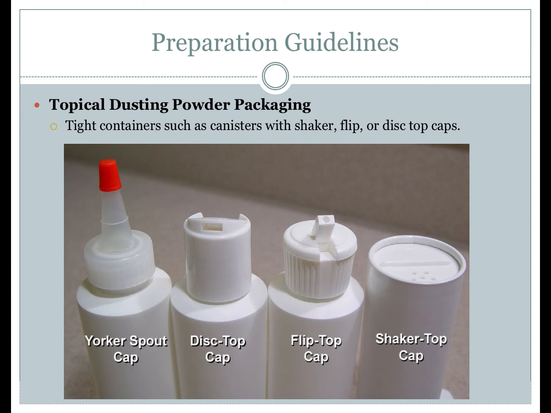The last preparation guidelines to discuss are product packaging and labeling. In terms of packaging topical dusting powders, any container used should be considered tight and limit access to moisture in the air for the reasons already discussed. However, as you can see on this slide, there are a variety of different tight containers in which topical dusting powders can be dispensed. Although topical powders can be dispensed in basic wide-mouth bottles, the powder can be much more easily applied using containers such as sifter top, powder can, also called shaker canister.